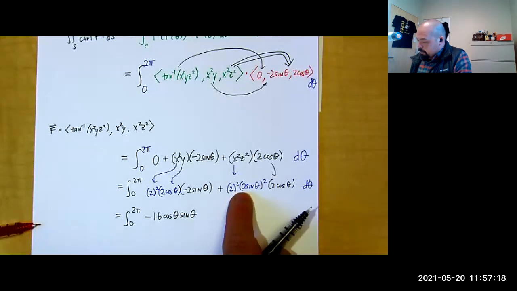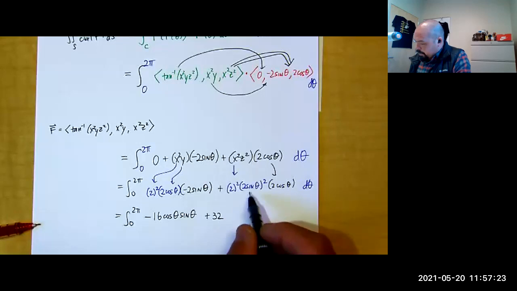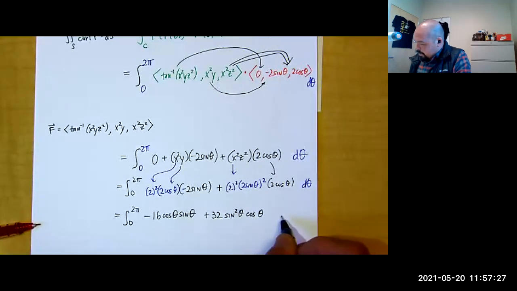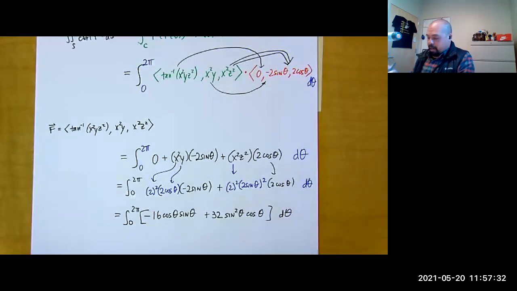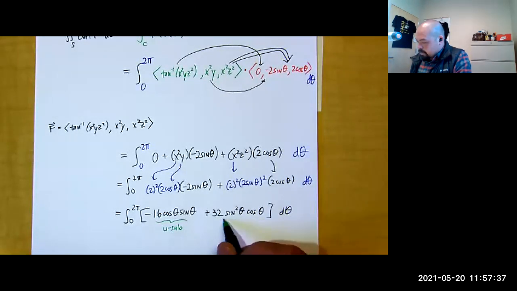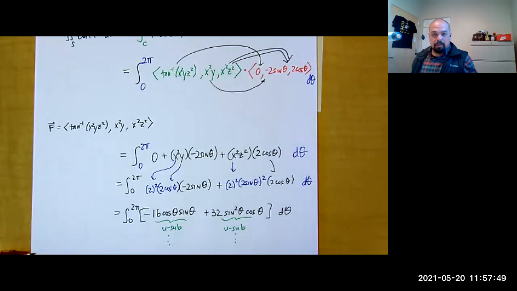2 squared is 4. 2 squared is another 4. 4 times 4 is 16, times 2 plus 32 sine squared theta, cosine theta, all that d theta. So integrating here, u-sub for this one, u-sub here as well, and we can evaluate, okay? And I'll let that be to you. Remember to write a final solution. I think it comes out to be 0 in the end, okay?